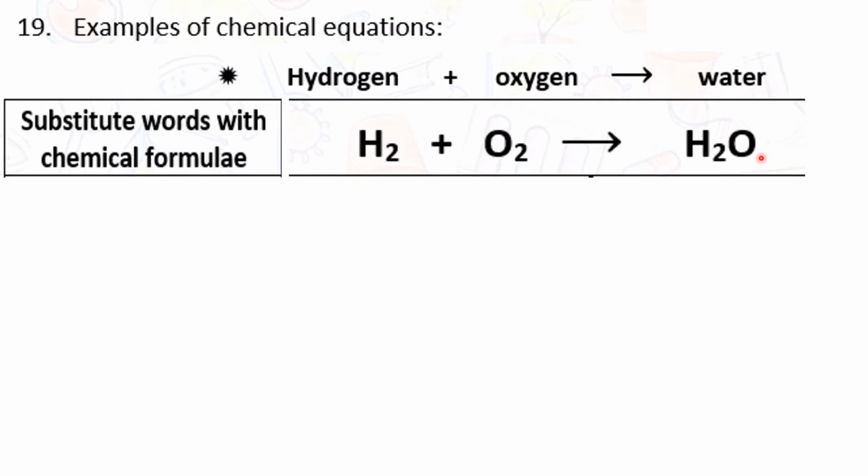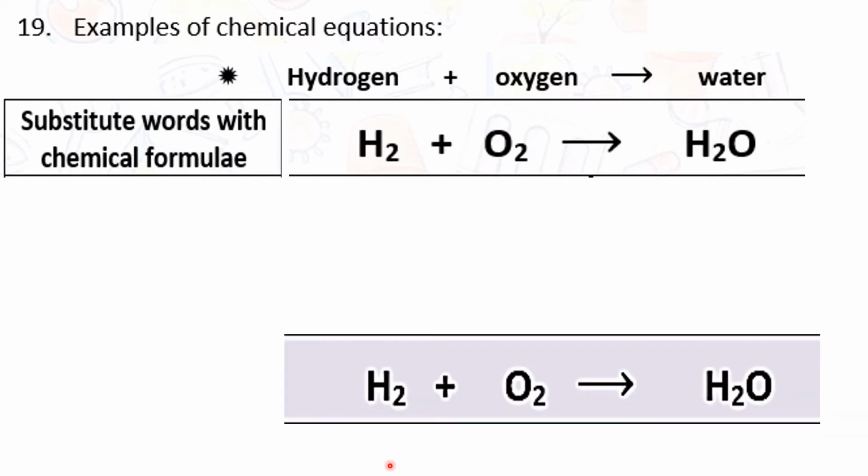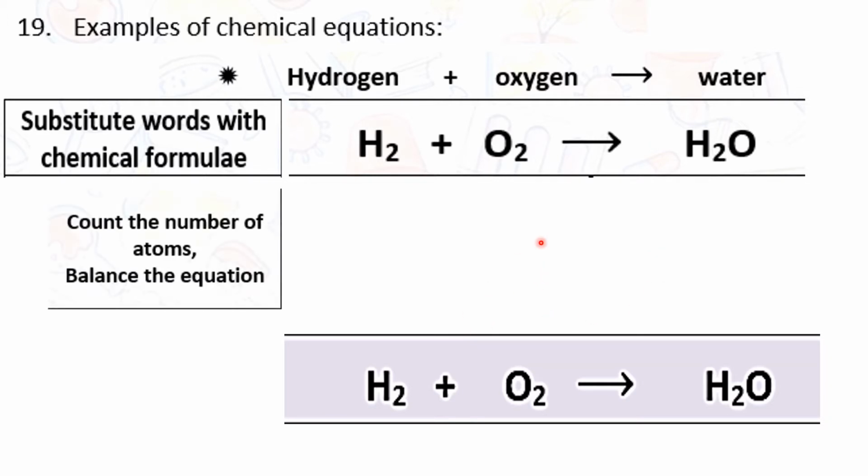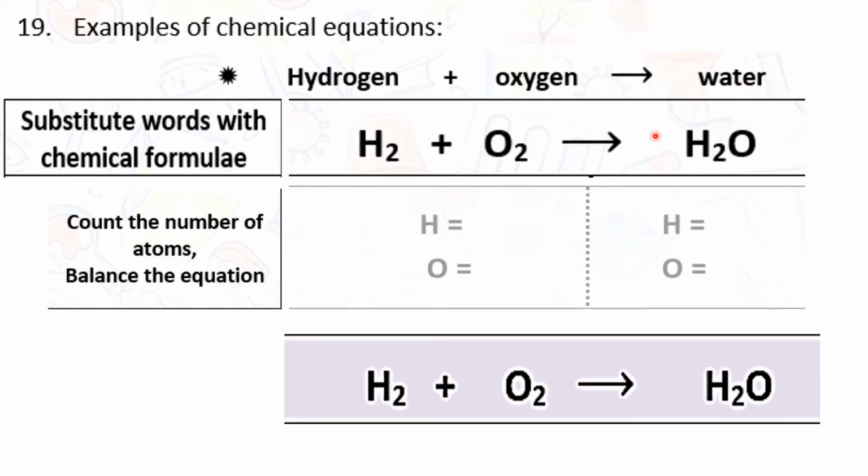So to balance this equation, what we need to do is count the number of atoms. We count the number of atoms in the reactant and also in the product. As you can see here, I have put a divider to show that this side is for the atoms in the reactant, H and also O, and this side is for the atoms in the product. So let's count.